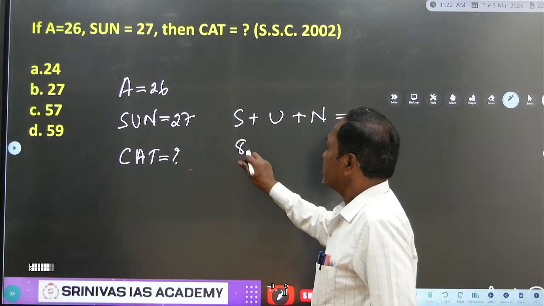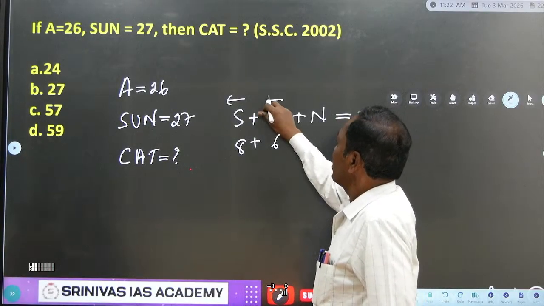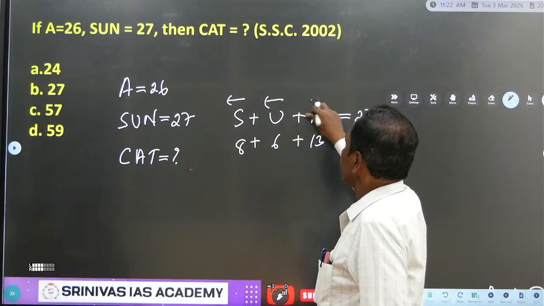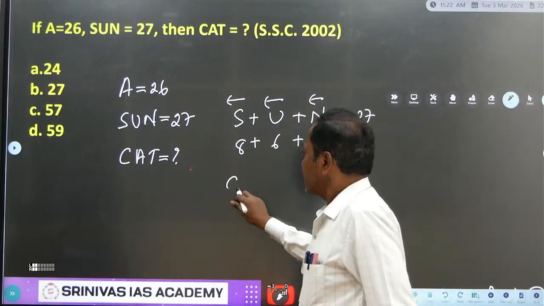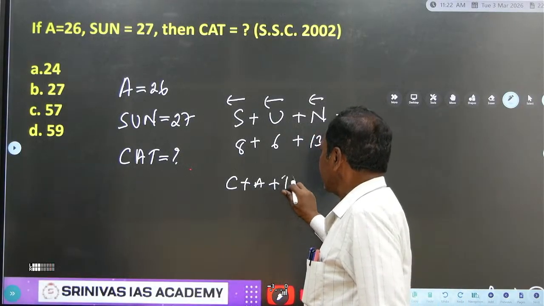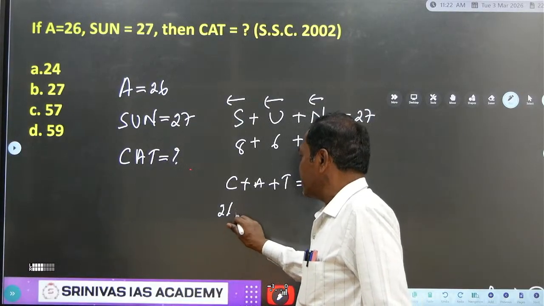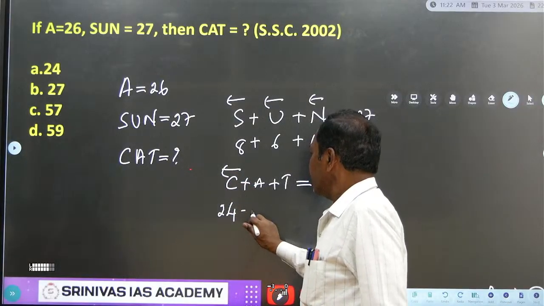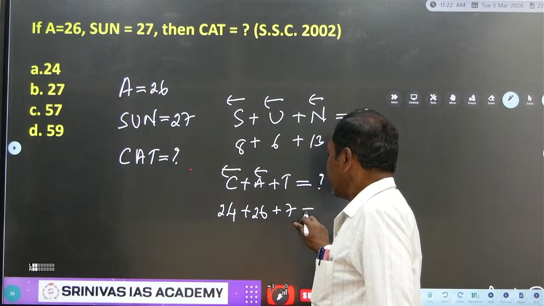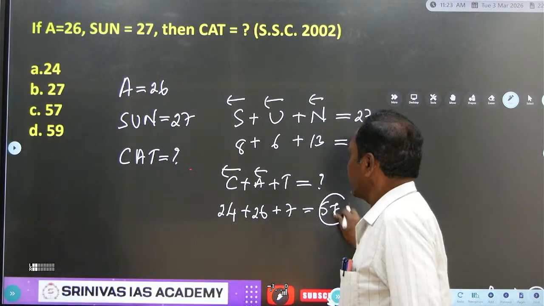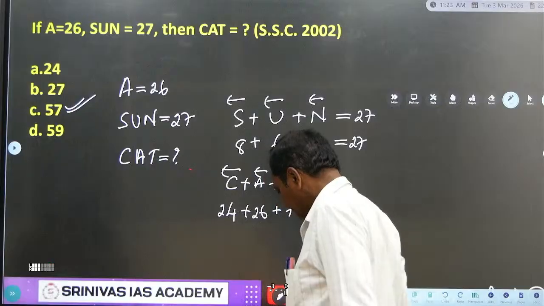S is the eighth letter in reverse order. U is 6. And N, 13th letter. 8 plus 6 plus 13 is 27. That's right. Cat: C plus A plus T equals what? C is the 24th letter in reverse order, A is the 26th letter, T is the 7th letter. The sum is 57. Option C is the appropriate one.